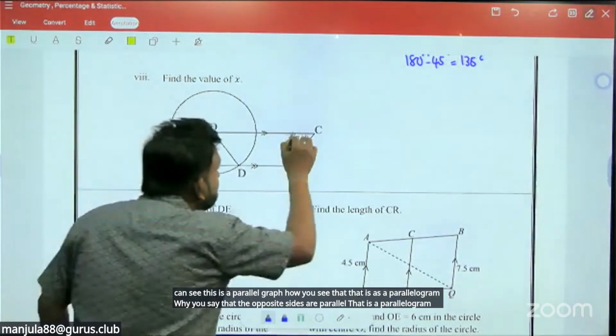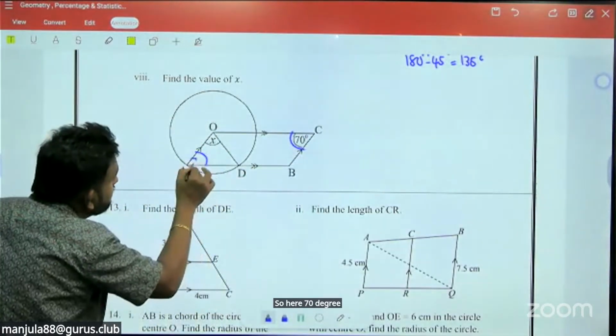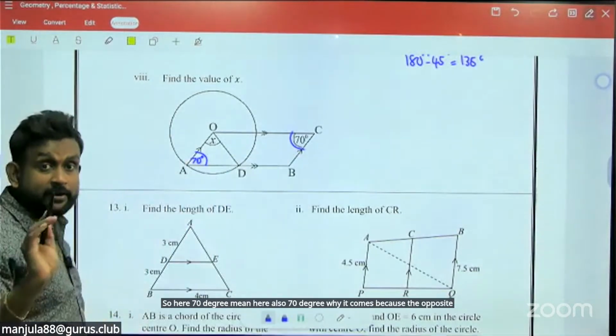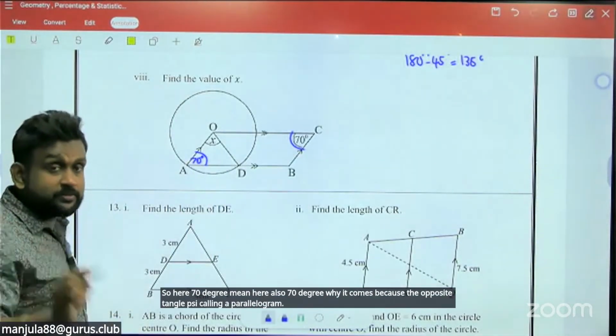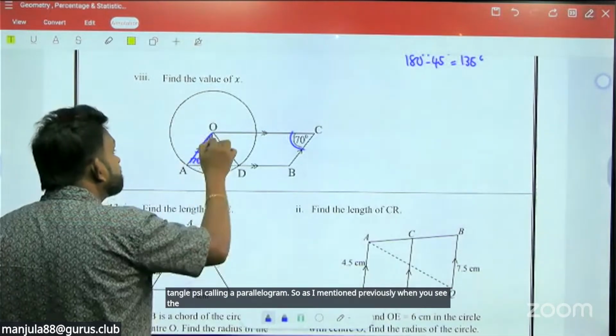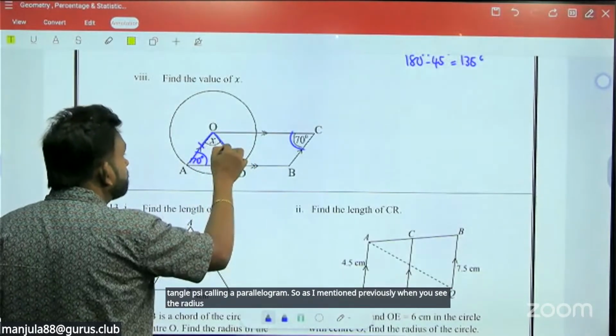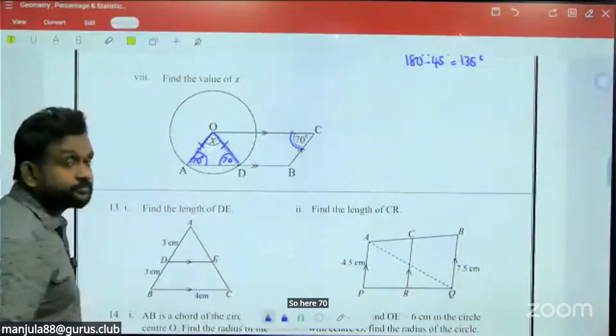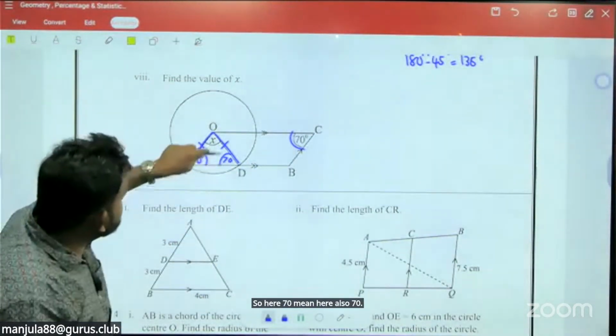So here 70 degrees means here also 70 degrees. Why does it come? Because the opposite angles are equal in a parallelogram. So as I mentioned previously, when you see the parallelogram, make the opposite angles equal. So here 70 means here also 70. Okay, the opposite angles are equal.